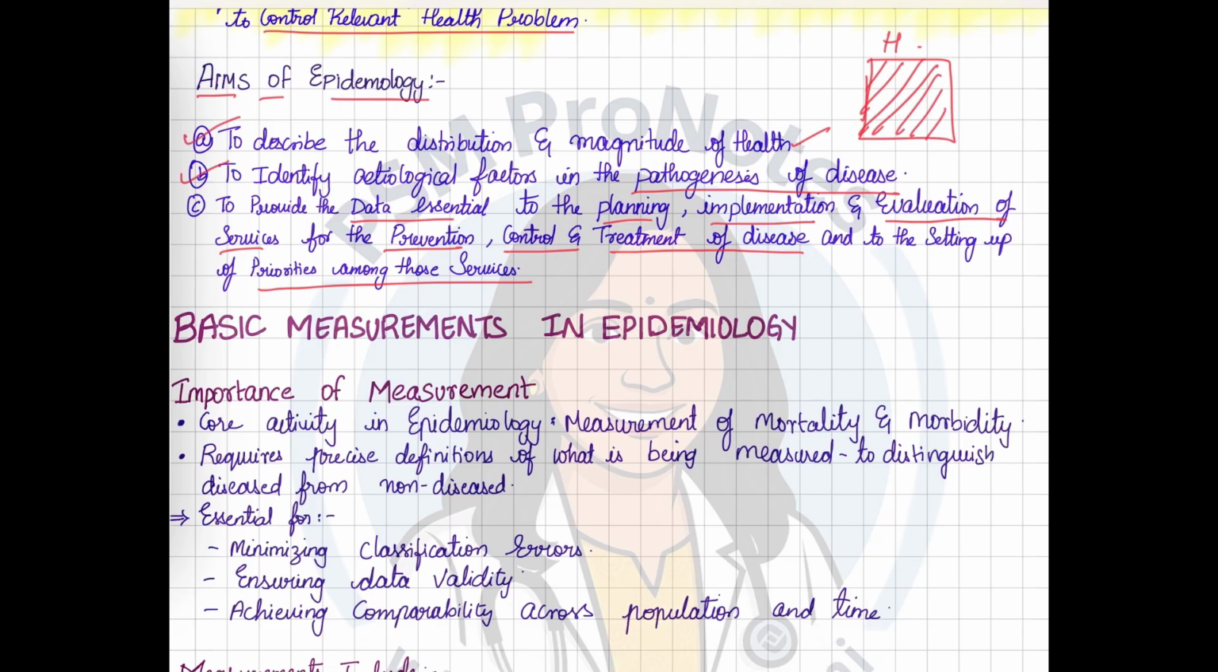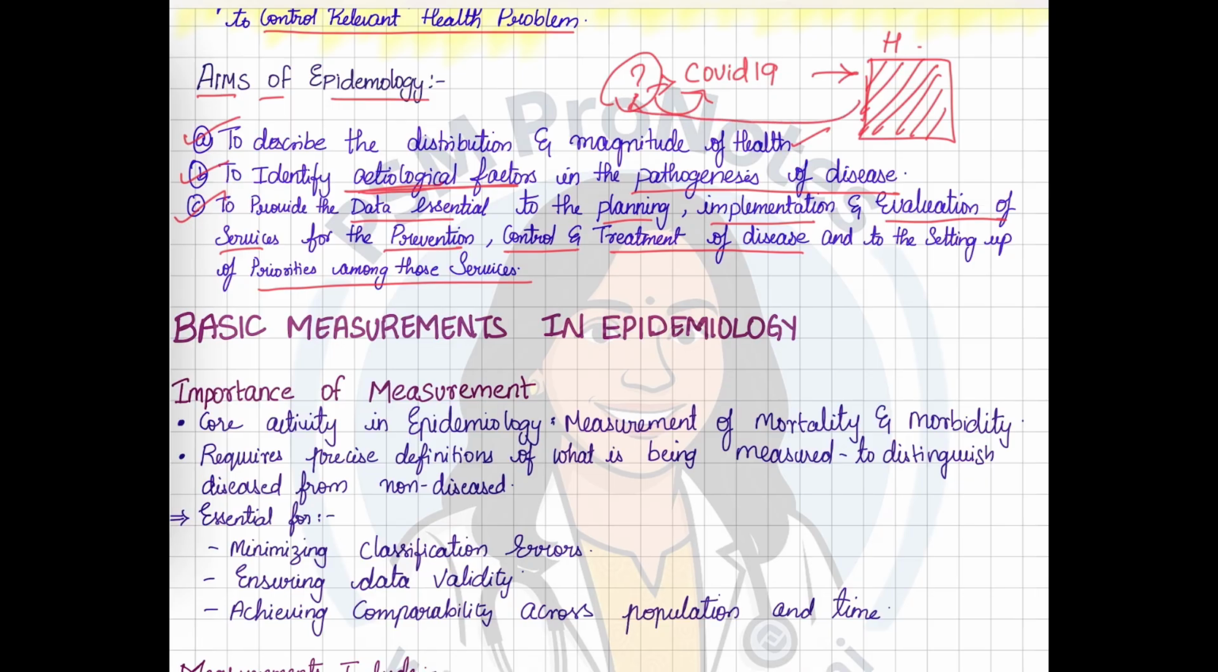The second aim is to identify the etiological factors in the pathogenesis of the disease. Suppose we say COVID-19 in some area, so we identify the etiology. What is the etiology? Etiological factors. What is causing the disease. The aim of epidemiology is to identify the cause of the disease and the pathogenesis of this disease, and to provide the data.